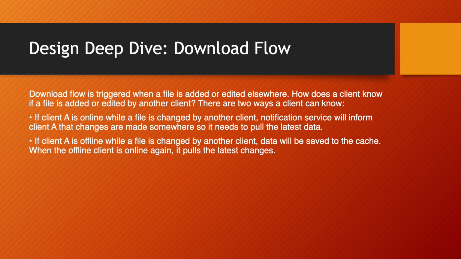So, download flow. A download flow is triggered when a file is added or edited elsewhere. How does a client know if a file is added or edited by another client? There are two ways a client can know. If client A is online when a file is changed by another client, the notification service will inform client A that changes are made somewhere, so it needs to pull the latest data.